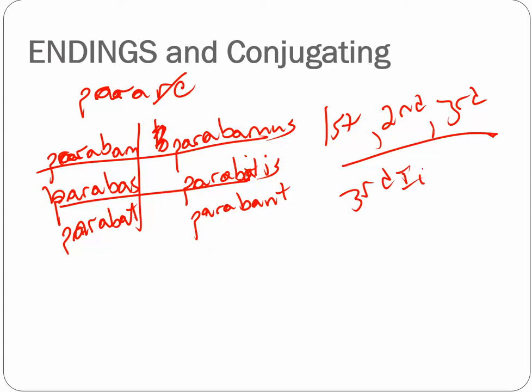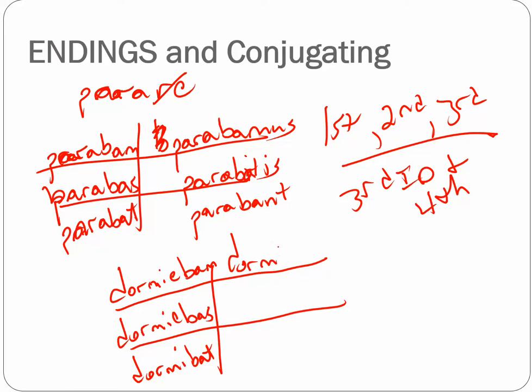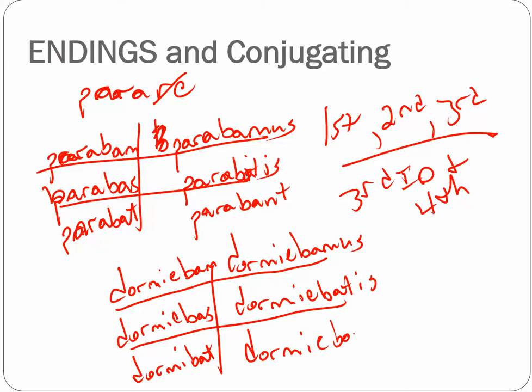For third IO and fourth, they're going to look like this. And I'm going to use dormio as my example. For third IO and fourth, they both have IE. So it's dormiebam, dormiebas, dormiebat, dormiebamus, dormiebatis, and dormiebant. So first, second, and third, chop off the RE and go. Third IO, fourth, IE, and then bam, bas, bat.